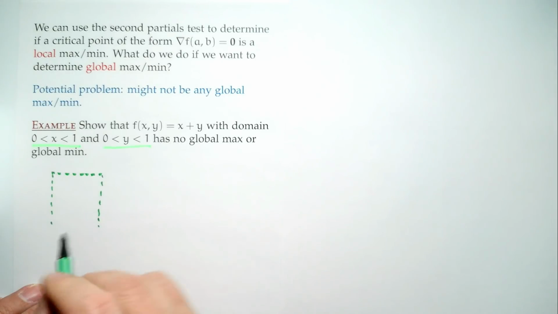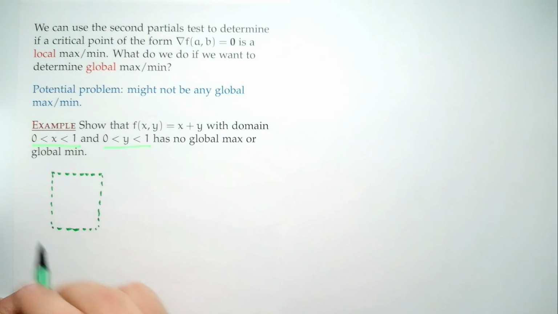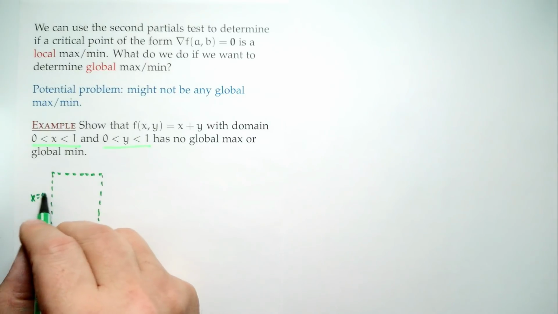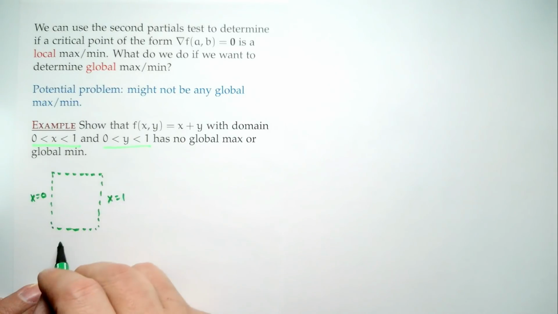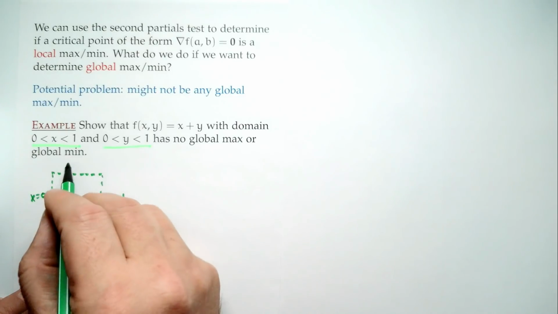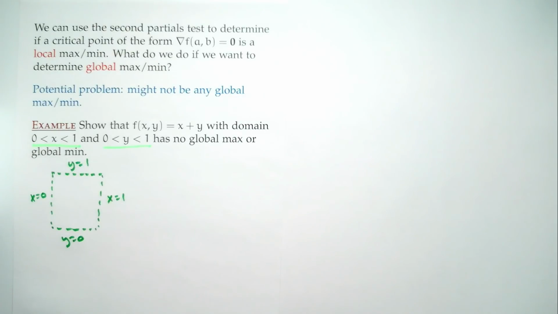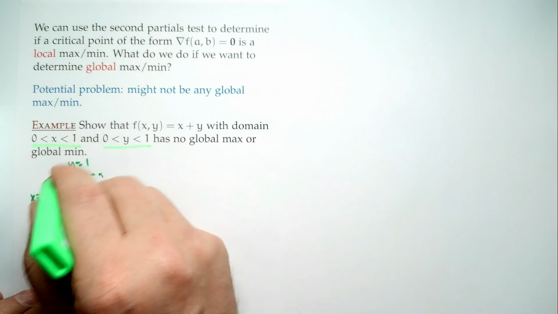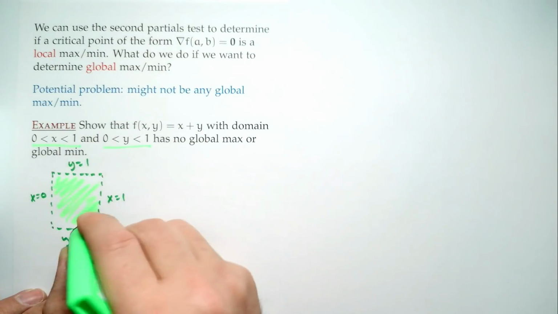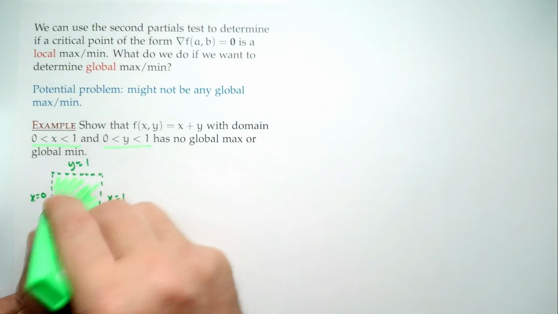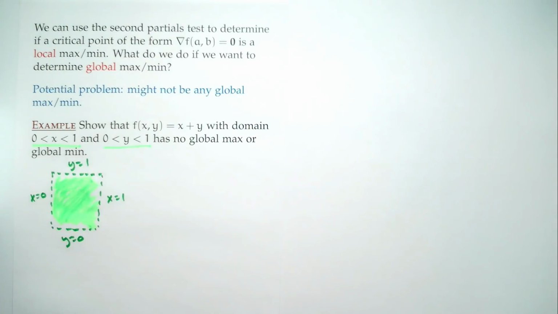Here I have x equals 0, x equals 1, y equals 0, and y equals 1. That's the domain. This is my square. Well, that's not quite the domain. The domain is everything that's on the inside. So there's my domain. These are the points I'm allowed to plug into my function.